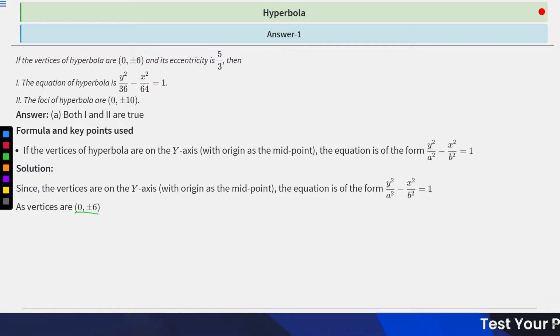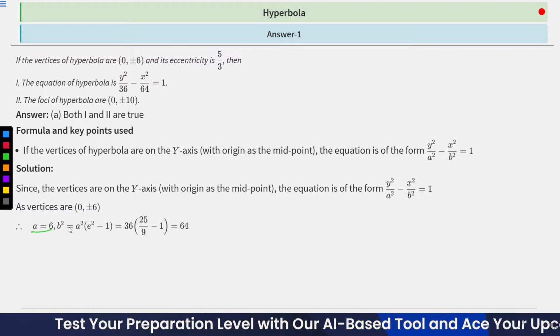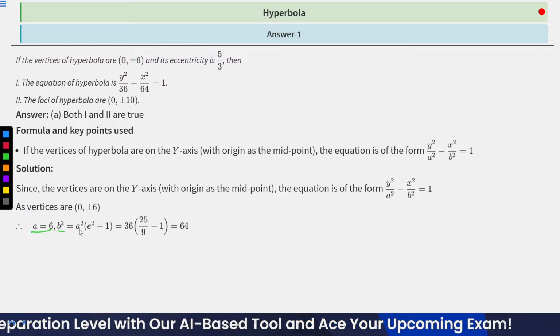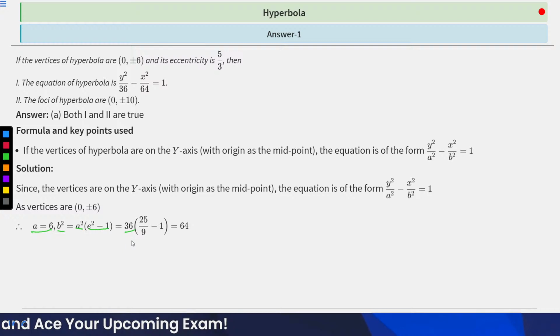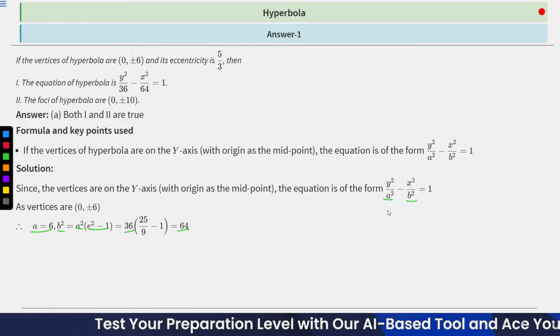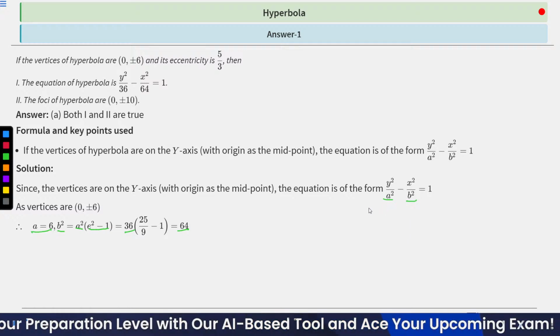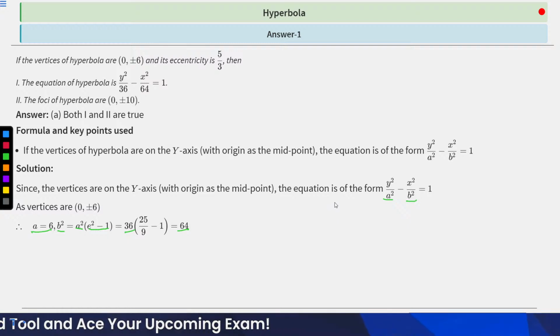As the vertices are 0 comma plus minus 6, a will be 6 and b square will be equals to a square times e square minus 1, which is 36 times 25 by 9 minus 1. Solving this, you will have b square as 64. So you can replace your a square by 36 and b square by 64. You will have the equation of your hyperbola, which is already given to you in the first statement.